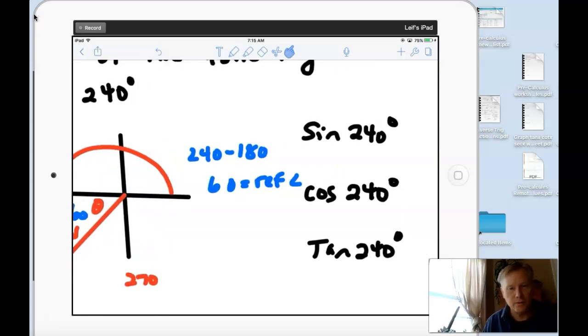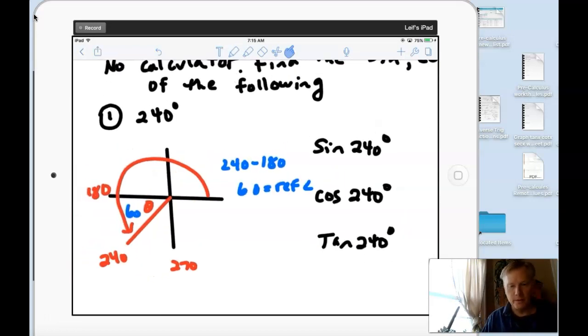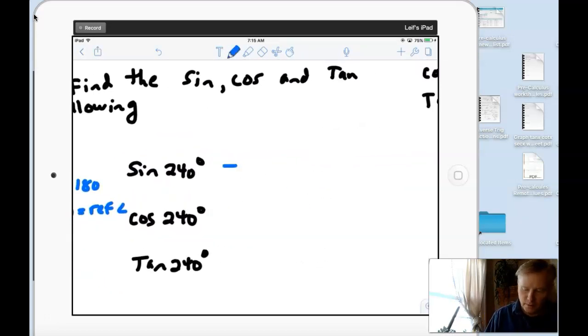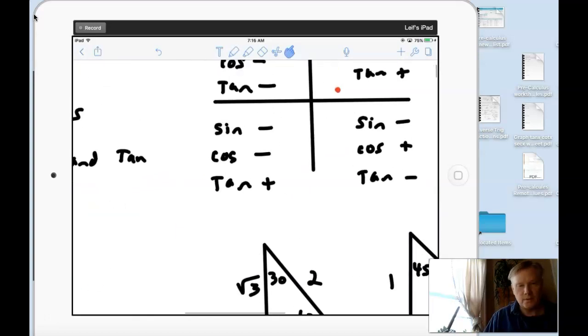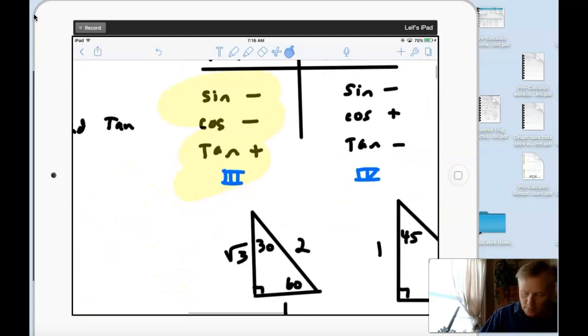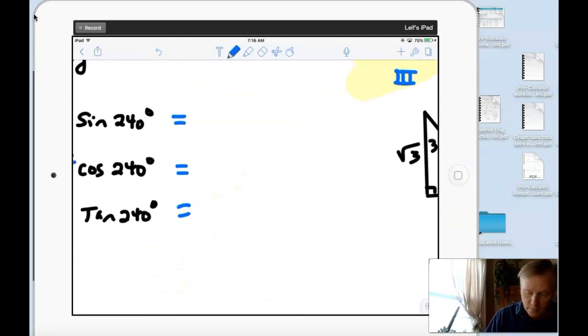And since it's a 60-degree angle, if I go back up to my little chart up here, since I'm in the third quadrant, I know the sine is negative, cosine is negative, and tangent is positive. That's quadrant 3. Here's 4. Remember, quadrant 1, quadrant 2. So negative, negative, positive. I'm just going to fill those in so I don't forget.